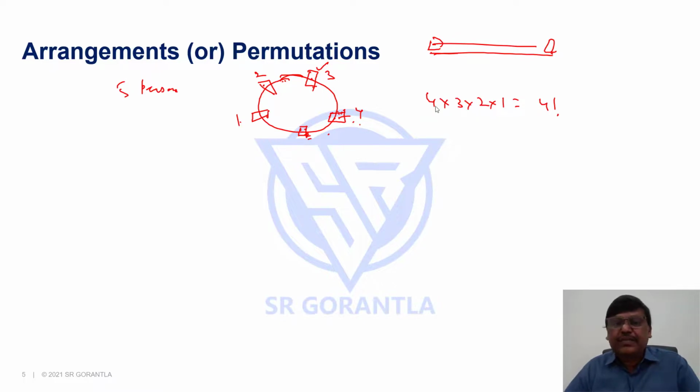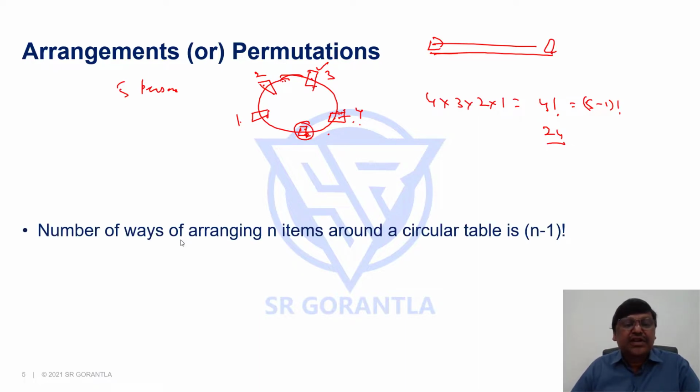In other words, because there are 5 persons, one person you fix at the first position and then arrange the rest. We say it is 5 minus 1 factorial, or in other words, 4 factorial, which is 24. So what we can conclude is, the number of ways of arranging n items around a circular table is (n minus 1) factorial.